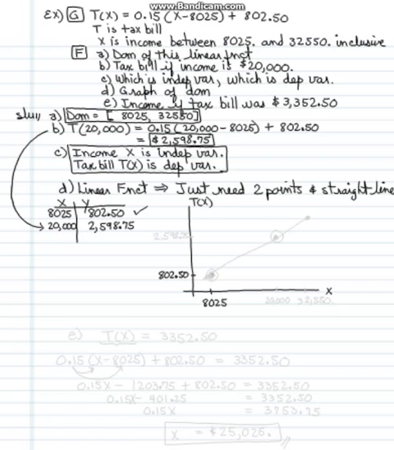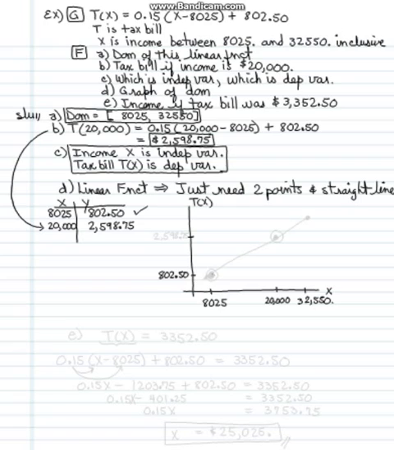The second point, well, the smallest x value we can have is 8025. The largest x value we can have, they told us in the beginning in part A, is the endpoint of the domain, $32,550. That's the largest value. But before we get there, we have another point at 20,000, somewhere around here. And we found, our second point, that the tax bill for 20,000 is up here somewhere.